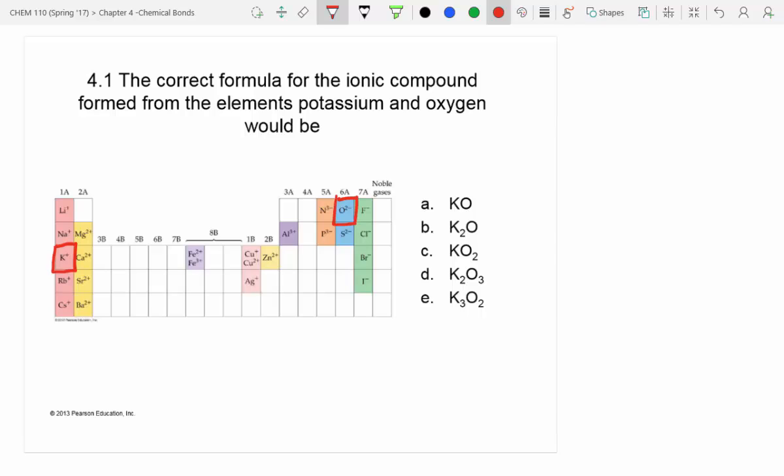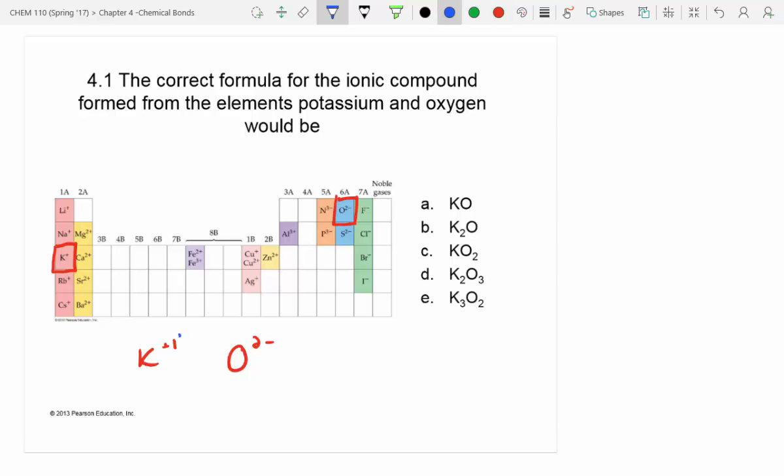Give me a thumbs up if you agree with your partner or your neighbor. A few thumbs. So potassium always has +1, right? Oxygen always has what charge? Okay, 2 negative.